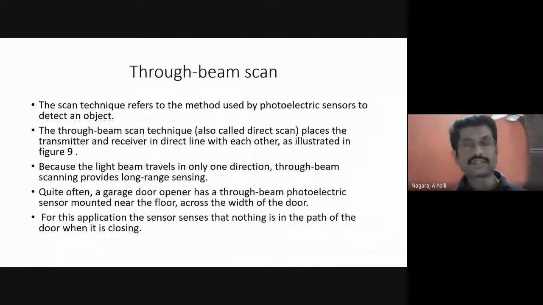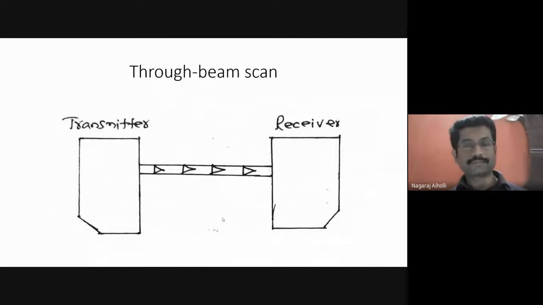Next is what is called through beam scanning. It's related to photoelectric sensors only. Let us look into the details of this through beam scan. This is how it appears. The transmitter and the receiver portion are placed on a single line. That is, the transmitter sends the light signal and the receiver is able to receive it parallelly on a single line. Such an arrangement is called through beam scanning.